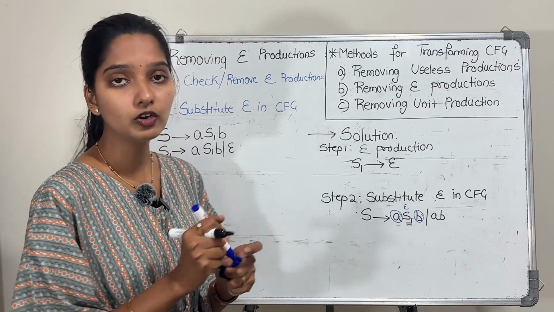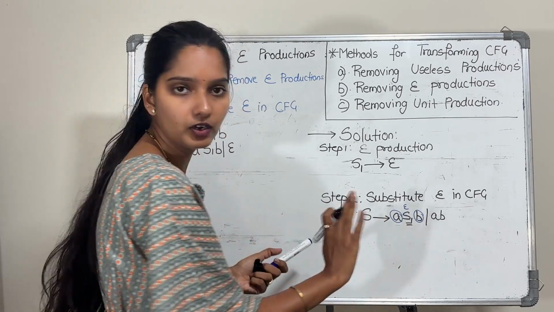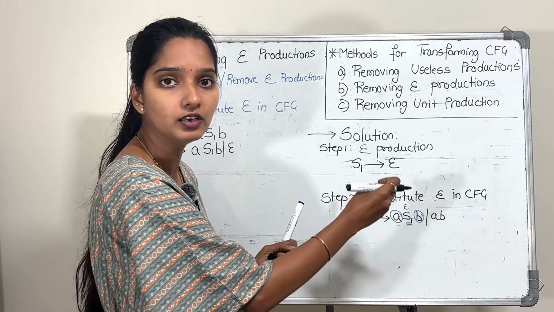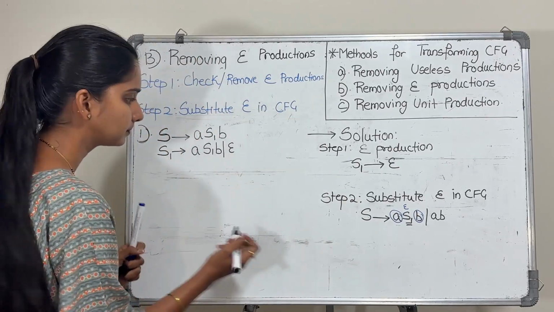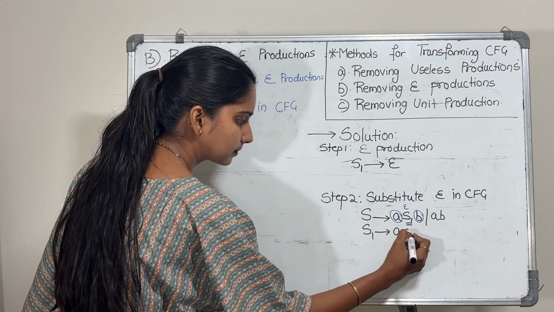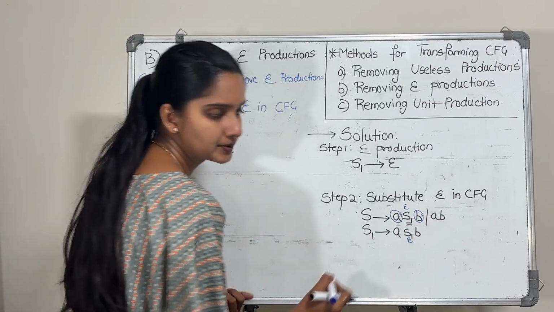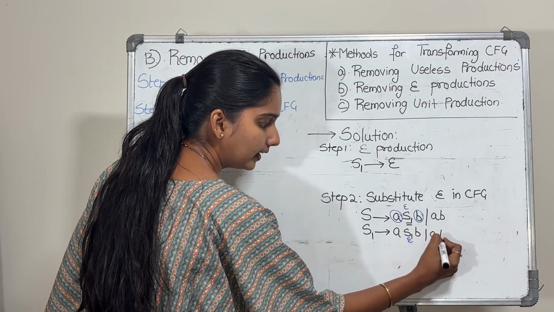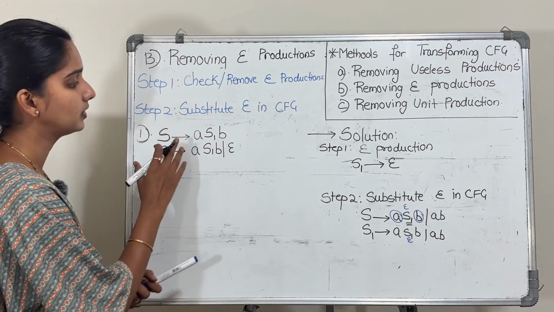You're not going to remove your original production. This production we are not eliminating; we are going to keep it as it is. You just substitute epsilon in place of whichever non-terminal is giving epsilon. Similarly, S1 is giving me A S1 B. In place of this S1, we put epsilon, and we are left with A and B. This is how we eliminate epsilon production from a given grammar.